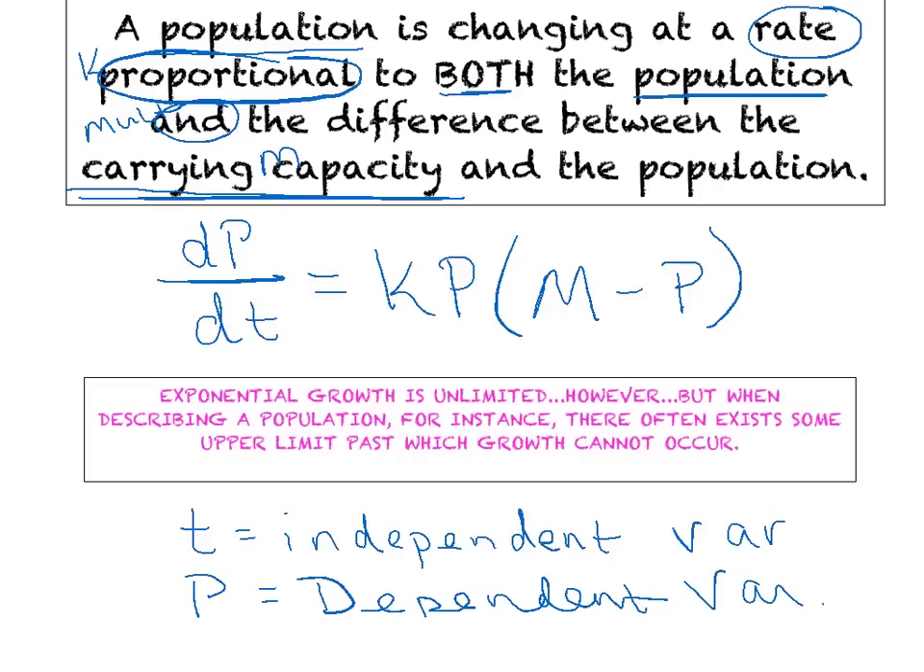And the key that we're going to look at here on the next slide is exponential growth, the Diffy Q that we did not too long ago. Exponential growth is unlimited. However, when describing a population, for instance, there often exists some upper limit past which growth cannot occur. And that's where we get real practical and realistic.